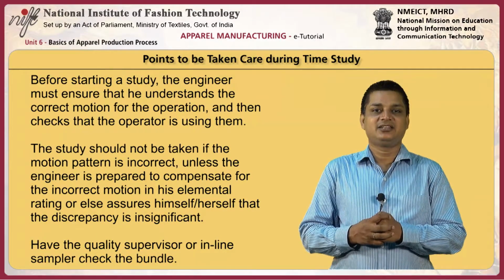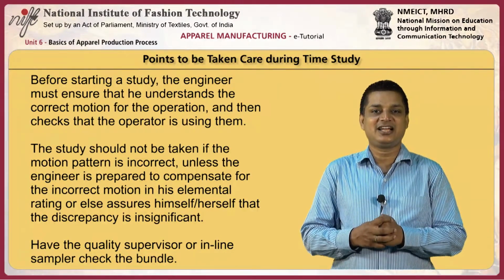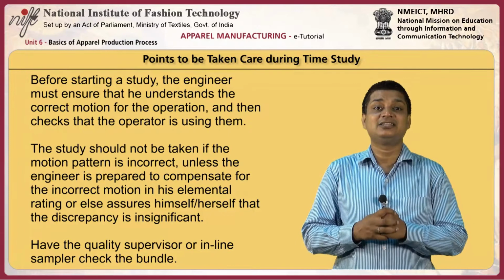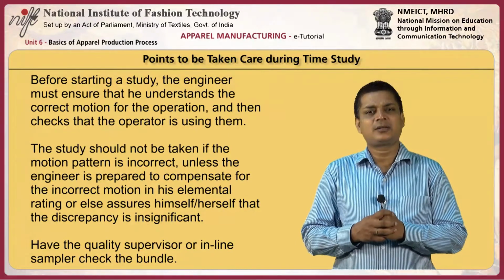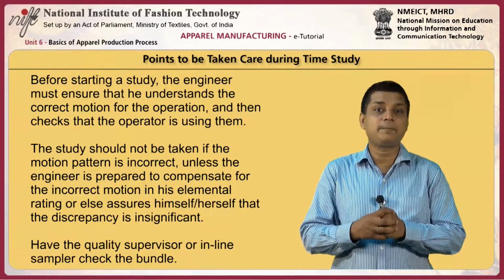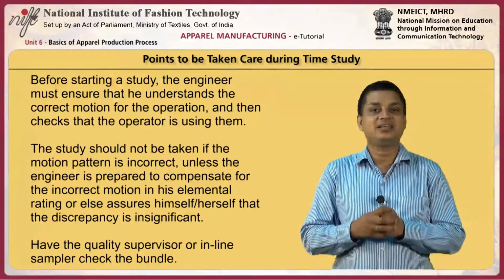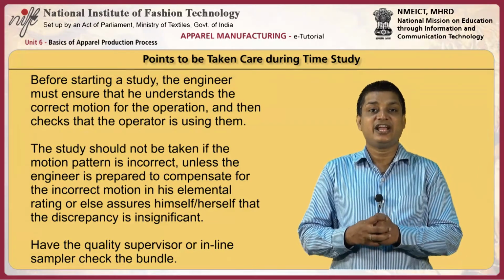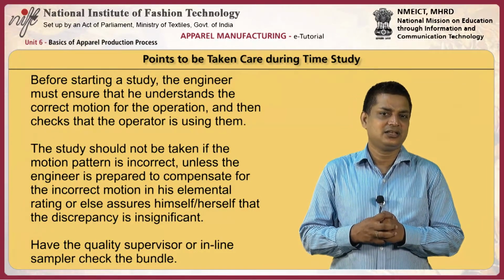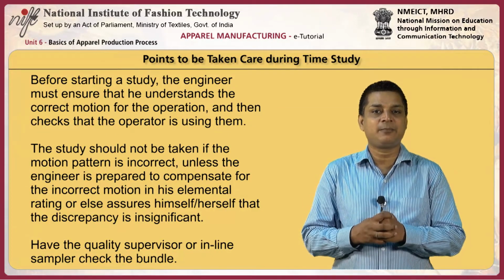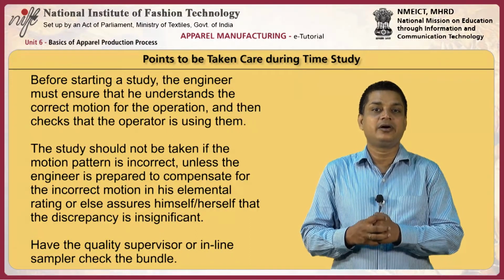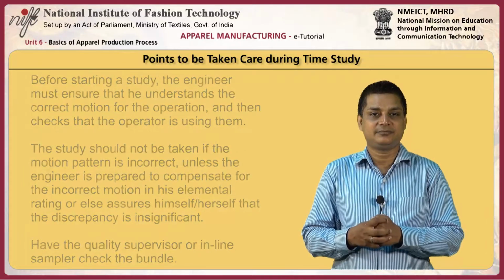Before starting a study, the engineer must ensure that he understands the correct motion for the operation and then check that the operator is using them. The study should not be taken if the motion pattern is incorrect, unless the engineer is prepared to compensate for the incorrect motion in his elemental rating, or else assures himself or herself that the discrepancy is insignificant. Have the quality supervisor or inline sampler check the bundle. This ensures that the time standard is not established on an unsatisfactory quality standard.